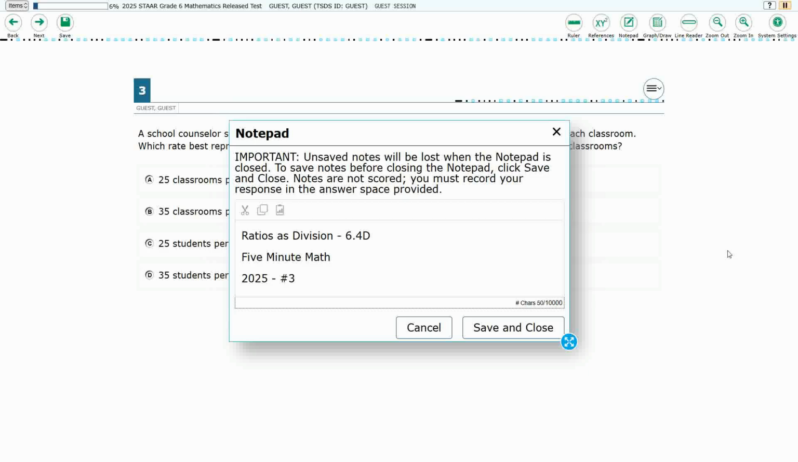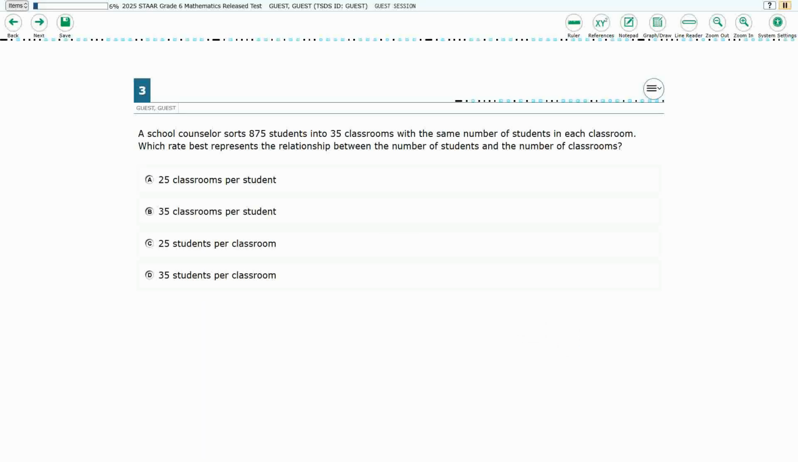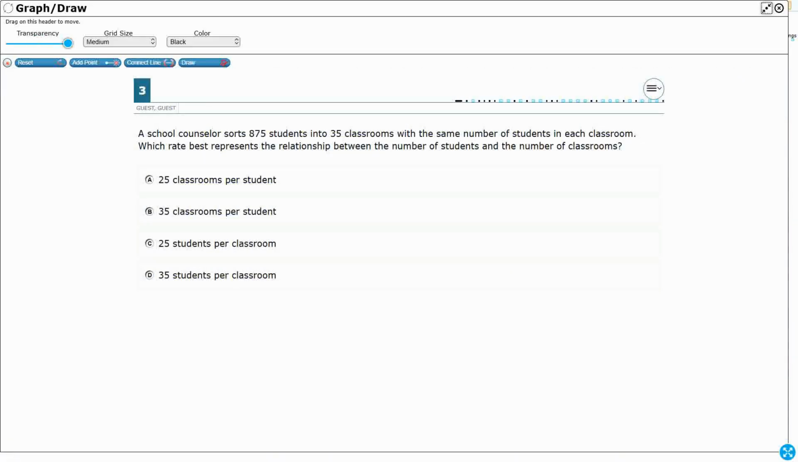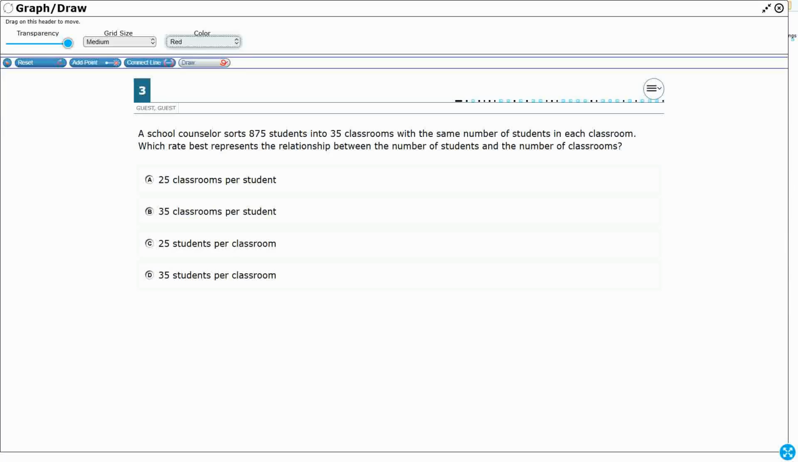Today we are looking at the sixth grade concept of ratios as division. This is standard 6.4D in the great state of Texas, and we are using item number 3 of the 2025 released STAAR test. If you haven't done so already, please go ahead and take a moment to pause the video, work this problem out on your own, unpause it, and we will look at our answers together.